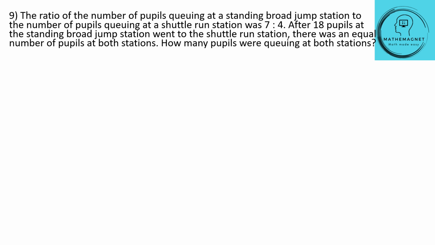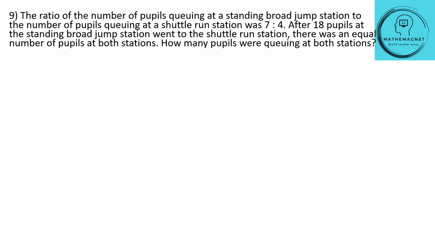Question number 9. The ratio of the number of pupils queuing at a standing broad jump station to the number of pupils queuing at a shuttle run station was 7:4. After 18 pupils at the standing broad jump station went to the shuttle run station, there was an equal number of pupils at both stations. How many pupils were queuing at both stations?